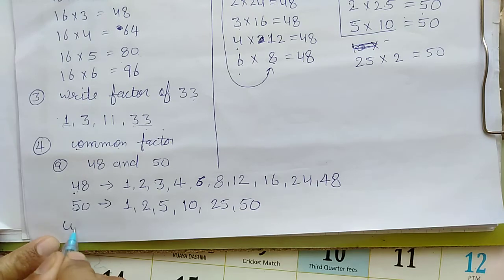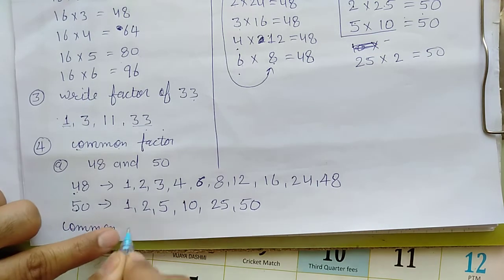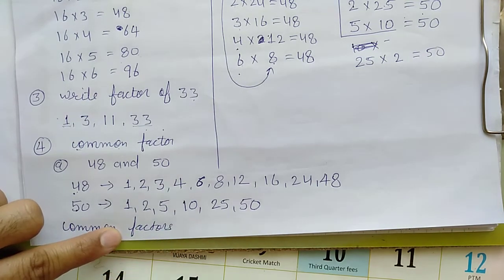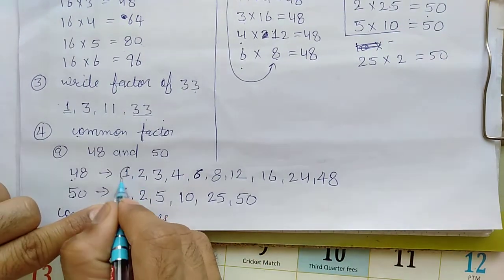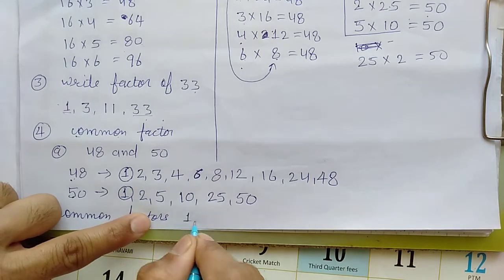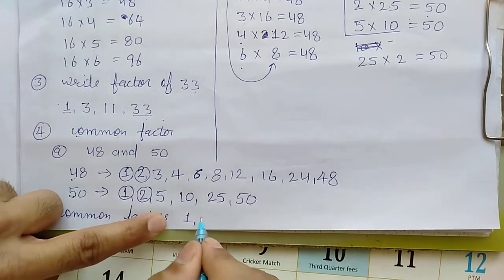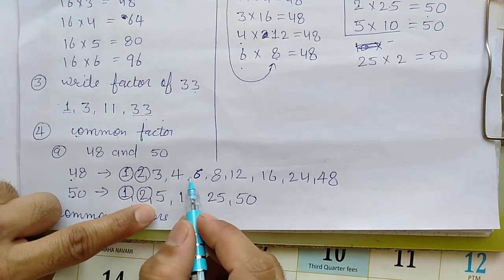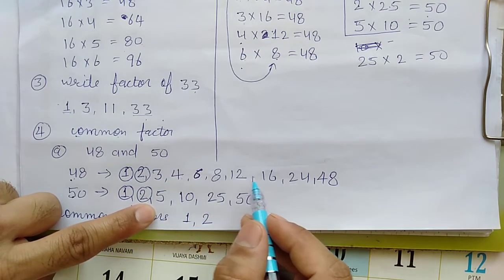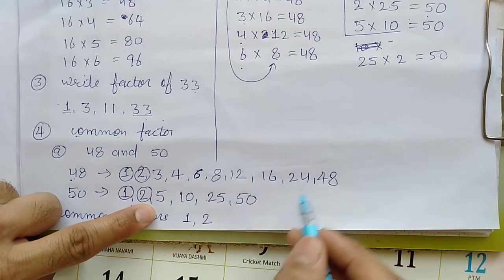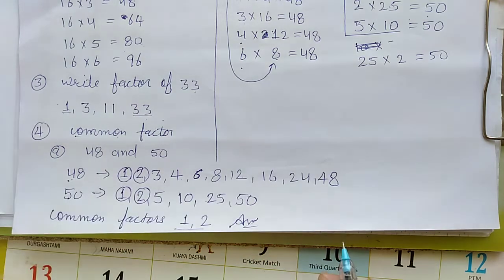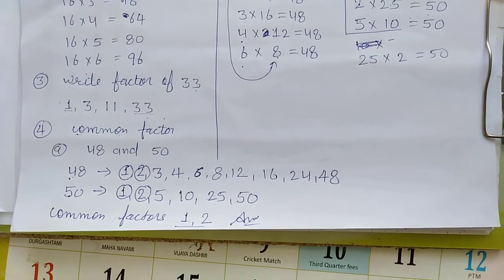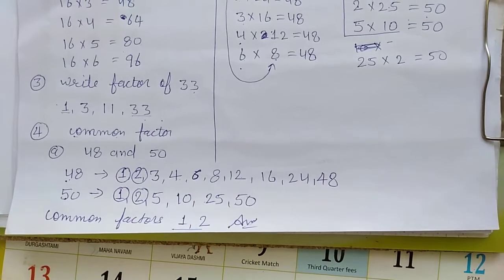Now the common factors. How to find common factors? See now carefully. This 1 is common, here 1. 2 is common. Then 3, 4, 6, 8, 12, 16, 24 and nothing else is common now. It means 1, 2 are the common factors. Like this we have to solve. Okay, this was question number 4.